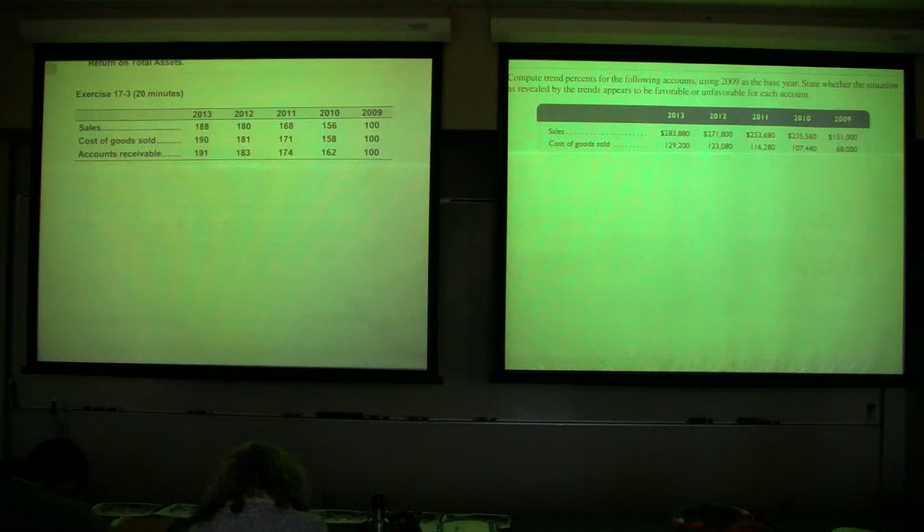And then here's what it looks like for the accounts receivable. This is called trending analysis. And this is trend analysis, and it's horizontal analysis because it's cross time.